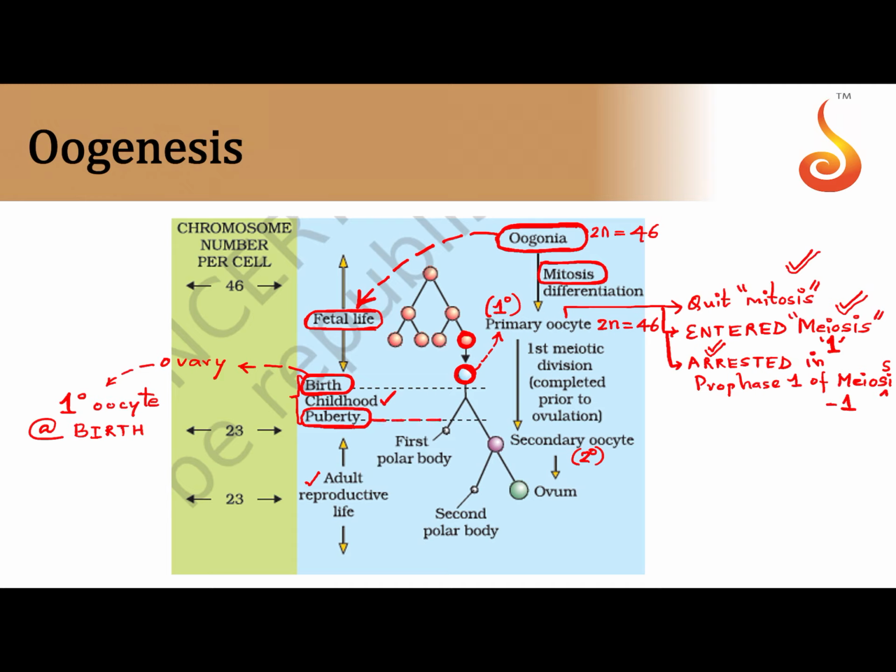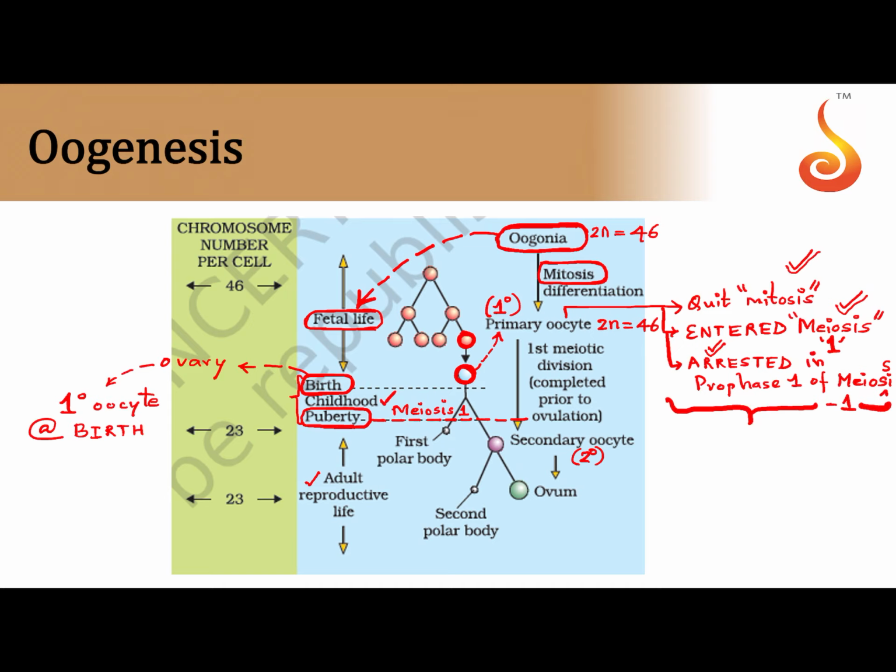Now at puberty, see the dotted line, every month one of the primary oocytes will step into, you all know that humans and primate mammals exhibit a monthly reproductive cycle. Not exactly step into, because we saw that the primary oocyte has already stepped into meiosis 1. So the right word to use here is that it completes meiosis 1.